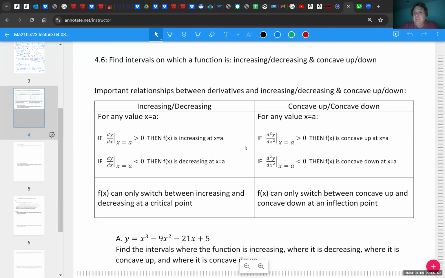Hello there and welcome. This video is on section 4.6, finding intervals on which a function is increasing and decreasing, and also concave up and concave down.